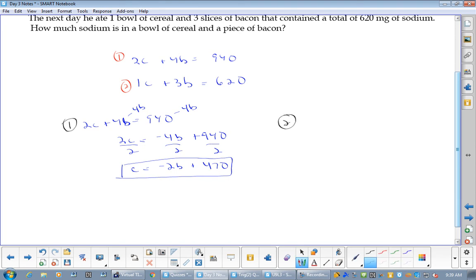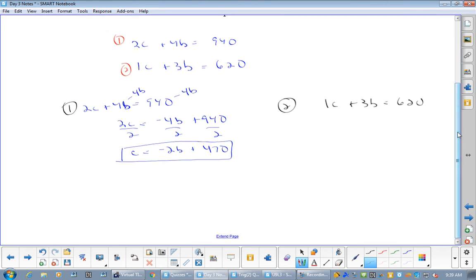Equation 2, I have 1C plus 3B equals 620. Now you can see why this one's nice that I made C equal Y, because this is a nice fast one. All I have to do is what? Subtract 3B. So 1C, or C, equals negative 3B plus 620. There's my two equations.